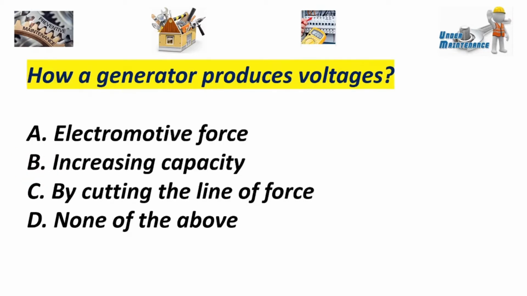How does a generator produce voltage? A. Electromotive force. B. Increasing capacity. C. By cutting the line of force. D. None of the above. Answer C. By cutting the line of force.